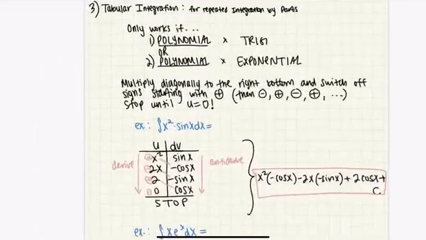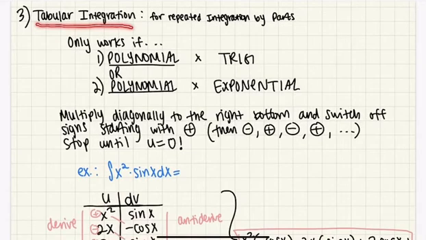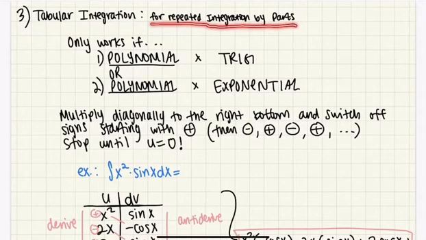So the third way to integrate is called tabular integration. This is used for repeated integration by parts. So it only works if there's a polynomial times trig or polynomial times exponential. Keep in mind there must be a polynomial, and I'll show you why.